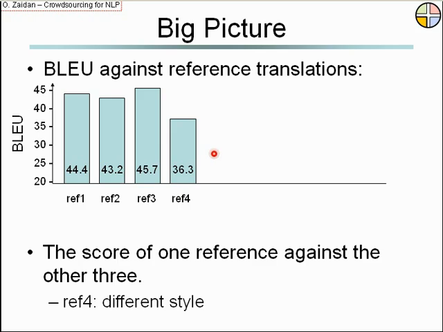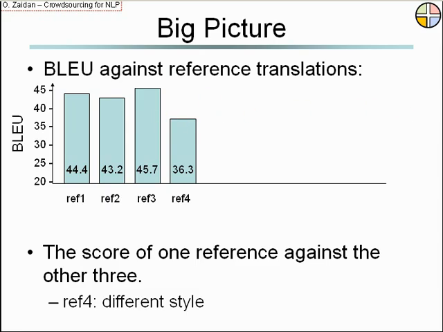And I'll just say that for reference set number 4 in particular, it looks lower, and when I looked at the data, it's not because it's bad data. They just had a very different style of translating from Urdu to English. But this is good translation. So this really tells us that there's kind of a range of values that would be acceptable.